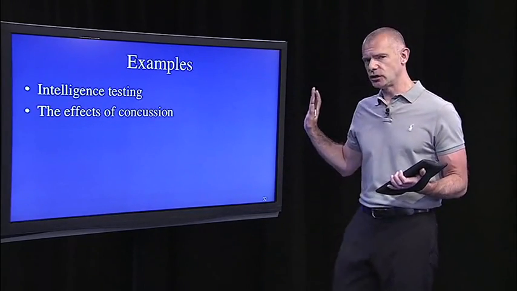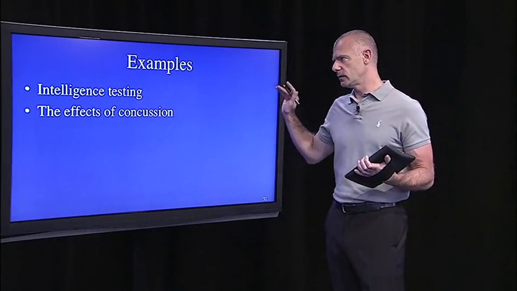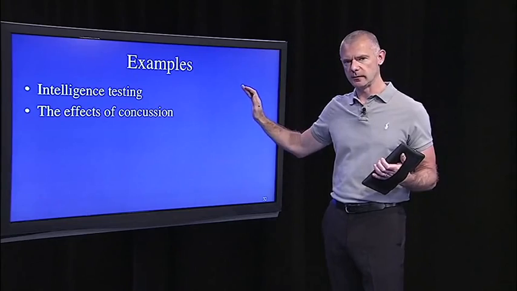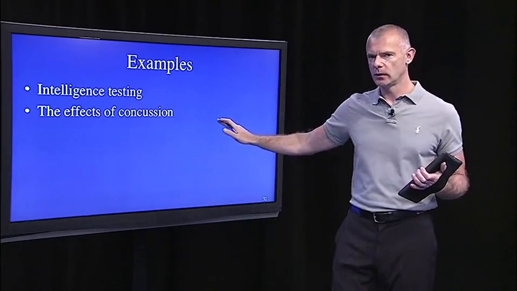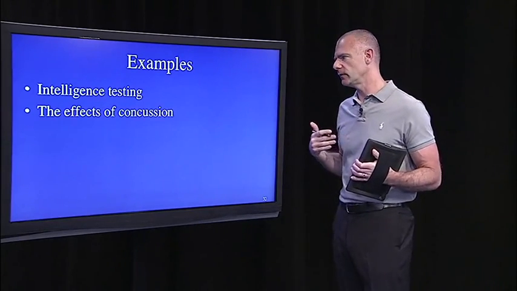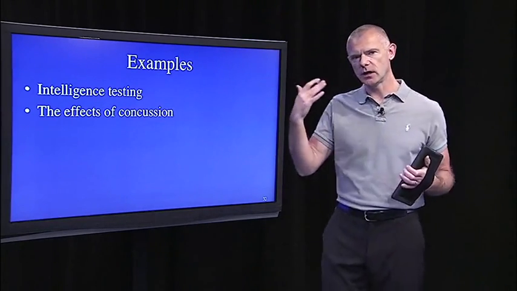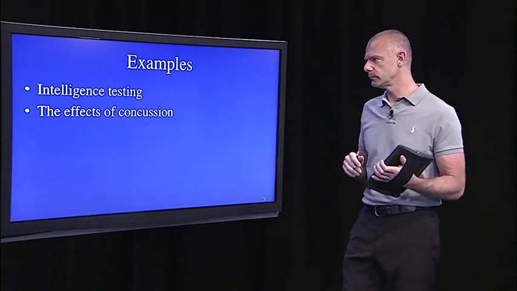So I'm going to talk about two examples in this segment. The first example is the field of intelligence testing. And then I'll take a very specific example: some research that's going on here at Princeton University that I'm involved in, on the effects of concussion on the brain and on cognitive performance.